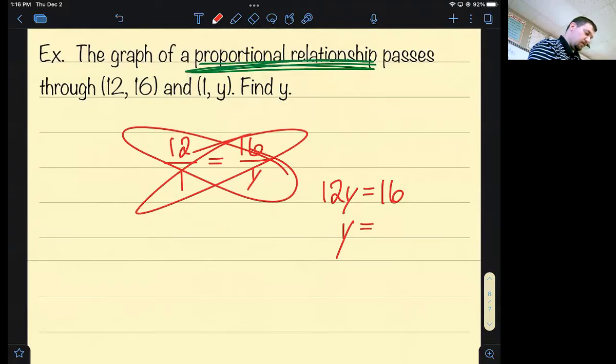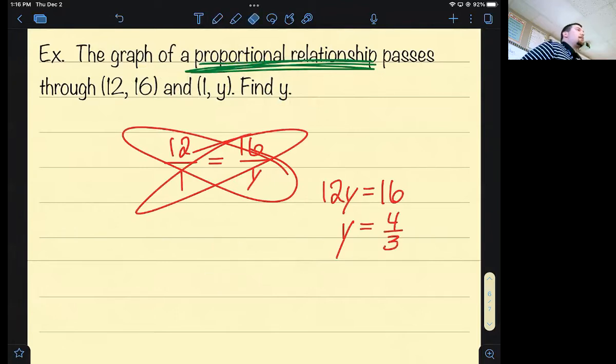3/4. No, yeah, it would be 4/3. I think you divided it wrong. You would be dividing by 12, right? So it'd be 16 divided by 12. Wouldn't that reduce to 4/3? Be 4/3.